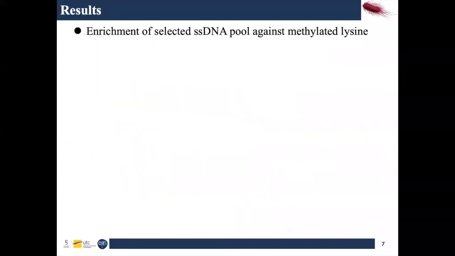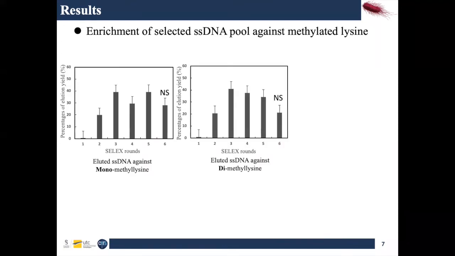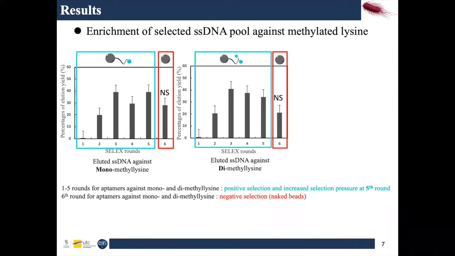And after several rounds of positive selection and negative selection, we got 3 selected ssDNA pools against mono-, di-, and trimethylation. As we can see, the first 2 graphs illustrate the selection to mono- and dimethylation. We did 5 rounds of positive selection and 8 rounds of negative selection with negative beads at the last round.